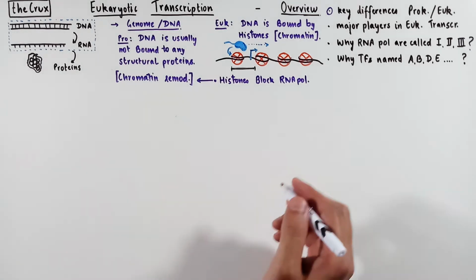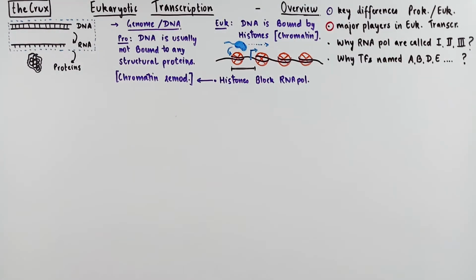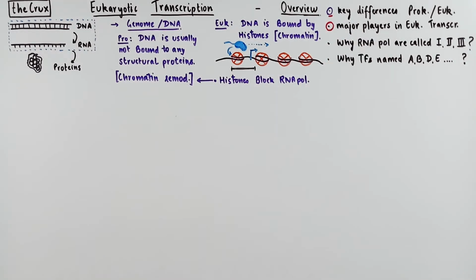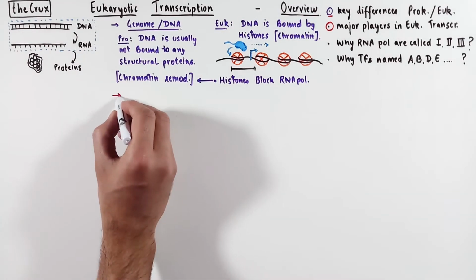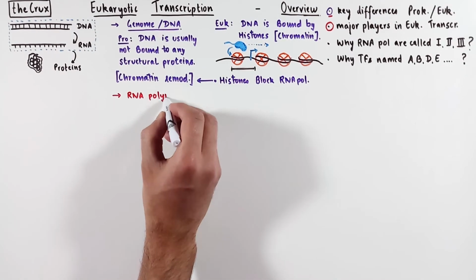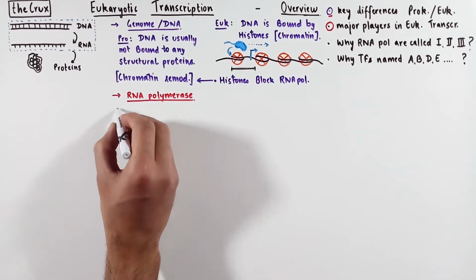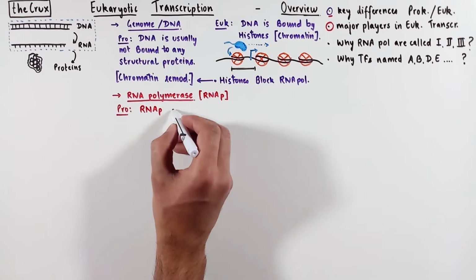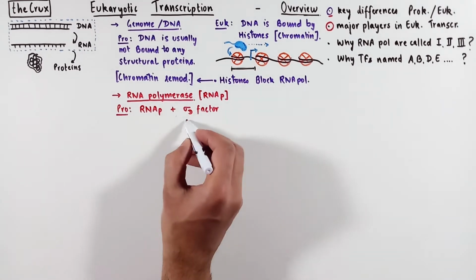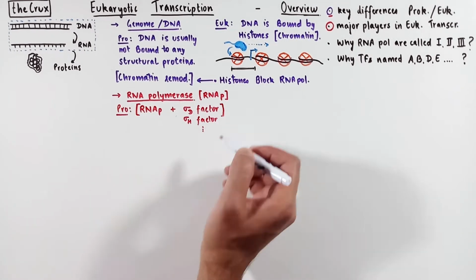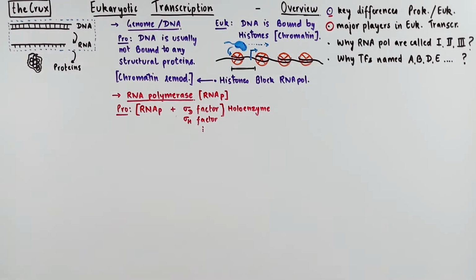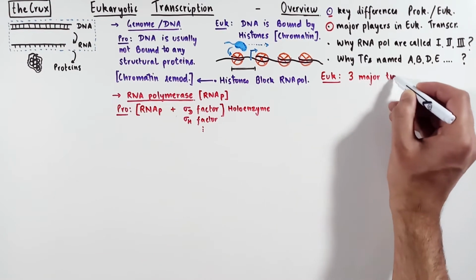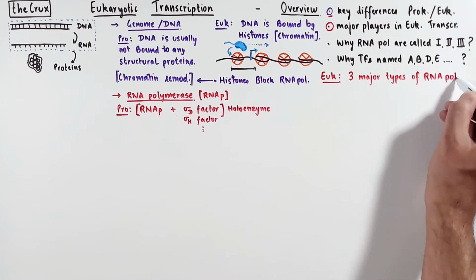The next thing I want to discuss is the players of eukaryotic transcription. And this is also the key second difference in the prokaryotic and eukaryotic transcription. The first major player we're going to look at is, of course, the RNA polymerase. In prokaryotes, we saw that the RNA polymerase, along with some specific form of sigma factor, gave rise to the holoenzyme, and that was capable of performing the transcription. In eukaryotes, however, the picture is different in that there are three major or essential types of RNA polymerases.